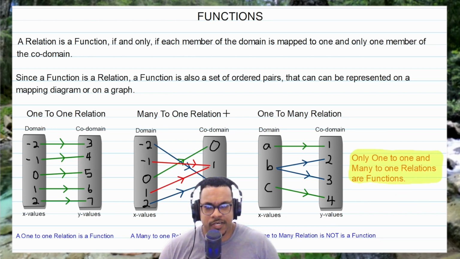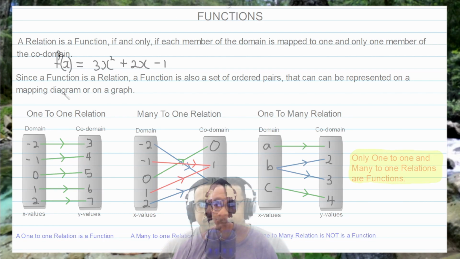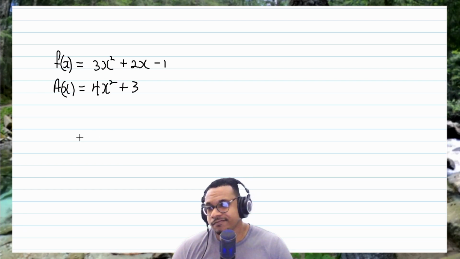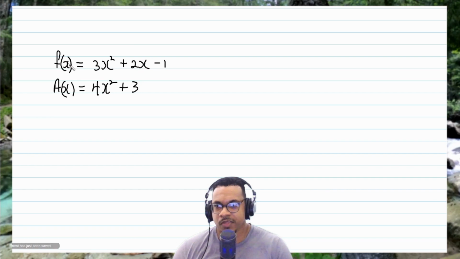Now we look at how to write functions. If I have this function f of x is equal to 3x squared plus 2x take away 1, the name of the function is f. I can have a of x is equal to 4x squared plus 3, and the name of this function would be a. Now the symbol in the brackets would be the only variable that's allowed in the function. The only variable we've seen in this function is x. That's why I have the variable x in brackets here.